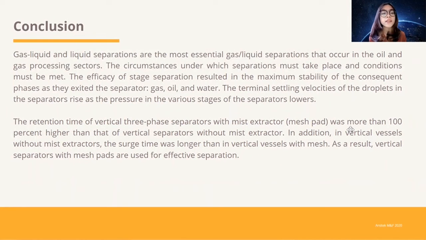The retention time of the vertical three-phase separator with the mesh structure was more than 100% higher than that of the vertical separator without mesh structure. In addition, in vertical vessels without mesh structure, the surge time was longer than in vertical vessels with mesh. As a result, the vertical separator with mesh is used for effective separation. That's all from Group 4, and thank you.